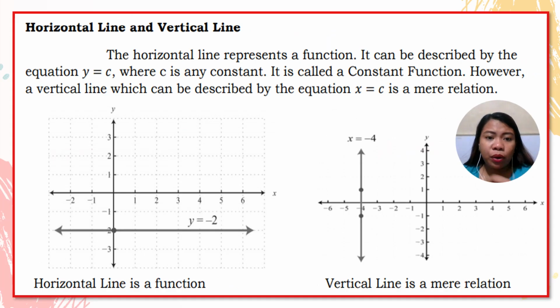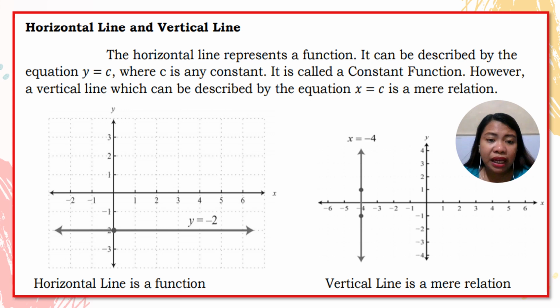So we have here a horizontal line and a vertical line, class. The horizontal line represents a function. It can be described by the equation y is equal to c, where c is a constant. It is called the constant function.